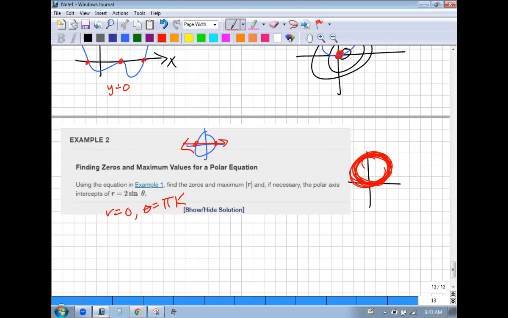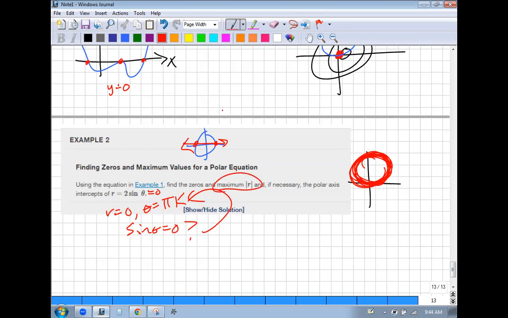Like with X and Y, you let X get bigger and bigger and then Y changes. Here, as you let theta get bigger and bigger, you just keep going around and around in a circle, okay? So that's how you get the zeros. You just set this thing equal to 0 and solve for theta, right? When is sine theta equal to 0? Well, when theta is a multiple of pi k.